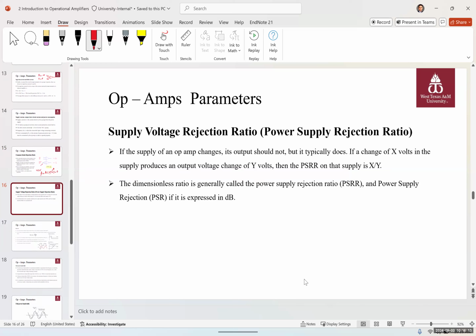So, supply voltage rejection ratio. In an ideal op amp, when we change the supply voltage from, let's say, 9 to 15 volts, the output shouldn't change at all. But in the real world, when you change the supply voltage, the output changes as well. And that is called the power supply rejection ratio.